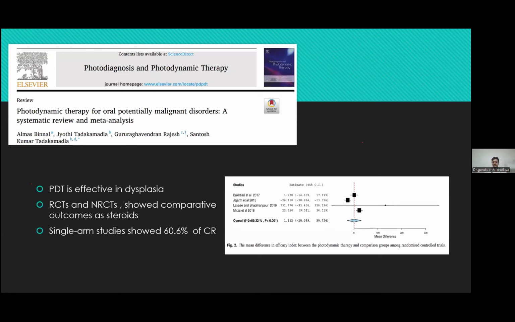Most of the studies included in this systematic review were RCTs, non-RCTs, and also single arm studies. The forest plot for single arm studies showed almost 60% complete response with photodynamic therapy for OPMDs, whereas the RCTs and non-RCTs, when they compared PDT with other methods of treatment, including steroid application, didn't find any superiority. But still, the results are very encouraging. So, probably this is the way forward for the treatment and management of OPMDs.